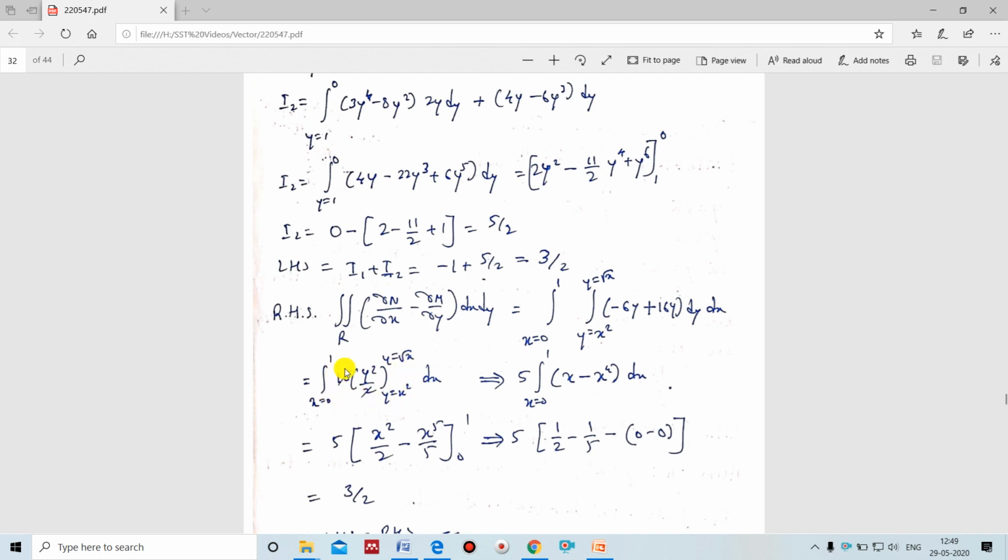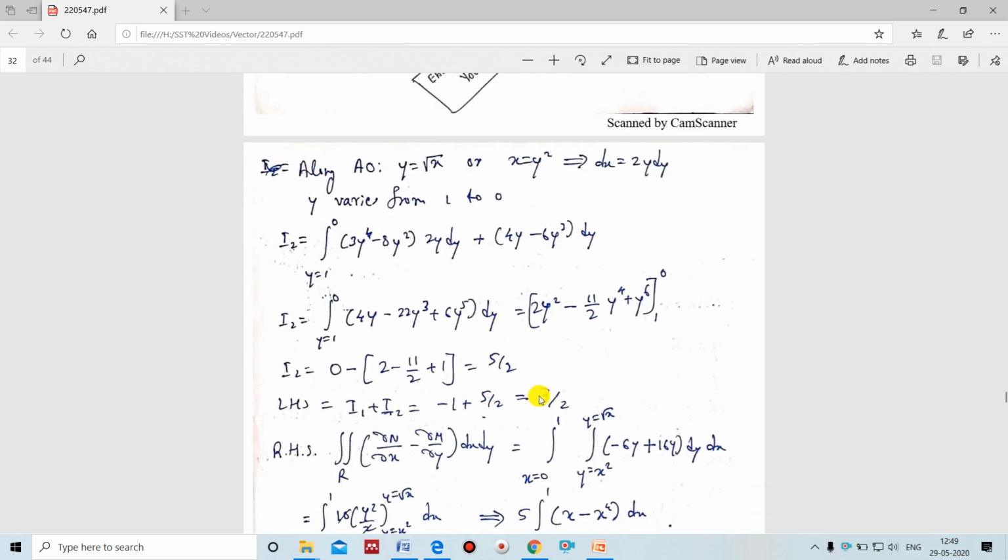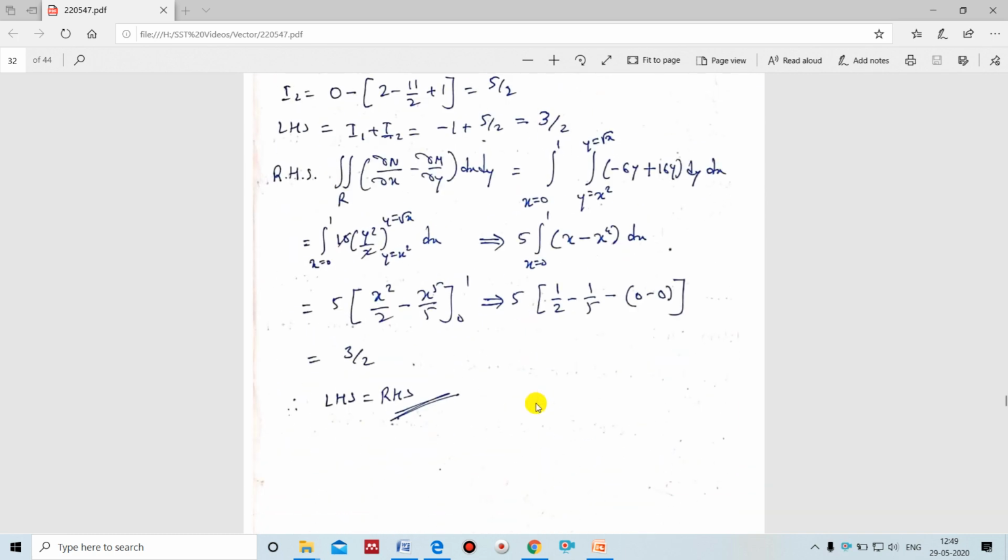Two 1s are 2, giving 5 as it is, with x varying from 0 to 1. Put y equal to root x; the root and square cancel, giving x. Put y equal to x square, giving x raised to 4 into dx. Next integrate with respect to x. The integration of x is x square by 2, and of x raised to 4 is x raised to 5 by 5, from 0 to 1. Put the upper and lower limits, and after simplification we get RHS equal to 3 by 2. So LHS is 3 by 2 and RHS is 3 by 2. Therefore Green's theorem is verified.